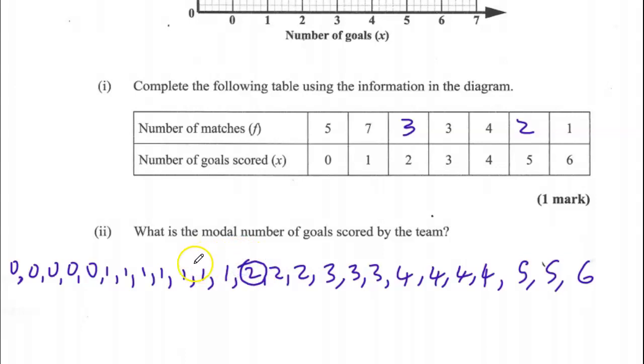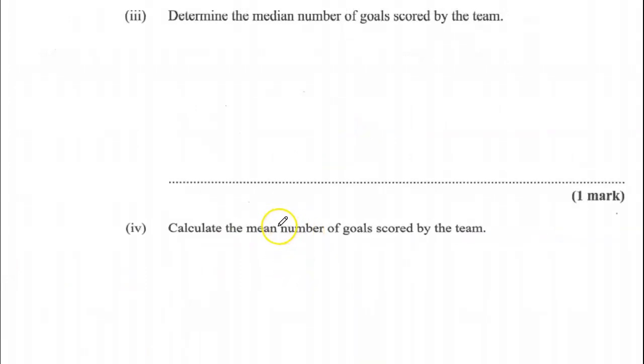Oh, we're not asked for the median, we're asked for the mode. So the modal number of goals scored by the team will be 1, because 1 goal was scored in 7 matches. So what I was doing previously was answering the median question. Remember, mode means the number occurring most often. The amount of goals scored most often was 1 goal, and that happened in 7 matches. The median number of goals would be 2.